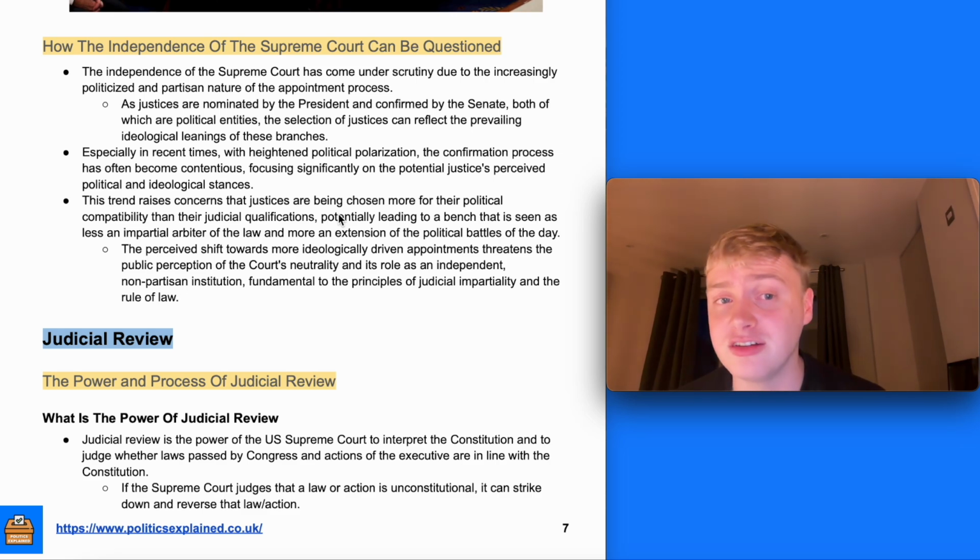Especially in recent times with heightened political polarisation, the confirmation process has often become contentious, focusing significantly on the potential justices' perceived political and ideological stances. And this trend raises concerns that justices are being chosen more for their political compatibility with whoever's nominating and confirming them, rather than their judicial qualifications, potentially leading to a bench that's seen as less an impartial arbiter of the law and more an extension of the political battles of the day.